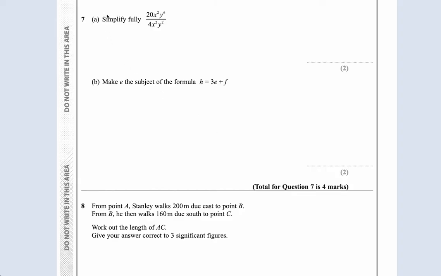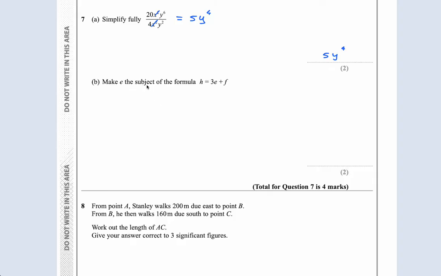Question 7. Simplify fully. Okay, this, guys, is equal to 20 divided by 4 is 5. x squared divided by x squared, well, they actually cancel because they're the same thing. Anything divided by itself is 1, so they're gone. And then y to the 6 over y squared, that is my second rule of indices. I just subtract the powers. So 6 minus 2 is 4. So it's just 5y to the power of 4.